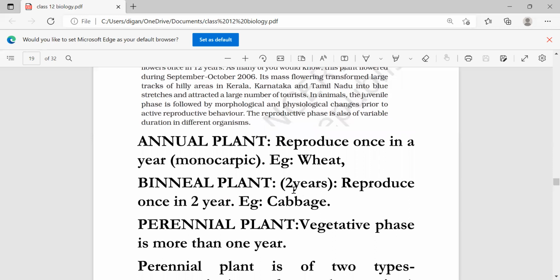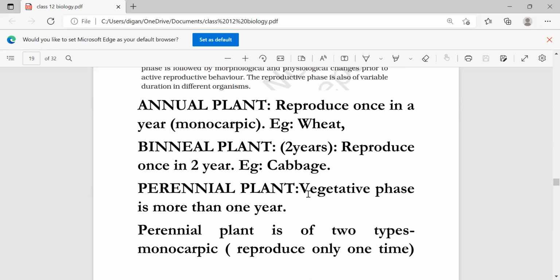Then a biennial plant means one that reproduces once in 2 years. It means that only after the first 2 years they become eligible for reproduction. That type of plant is called a biennial plant. An example is cabbage. Perennial plants are plants with a long life cycle, meaning they require a vegetative phase of more than 1 year. After 1 year they become eligible for reproduction. That type of plant is called a perennial plant.